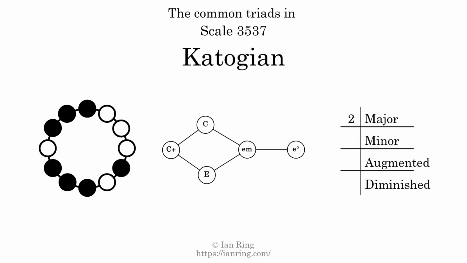There are 2 major triads. There is one minor triad. There is one augmented triad. There is one diminished triad. Here is a Hamiltonian path of parsimonious voice leading that uses all the triads.